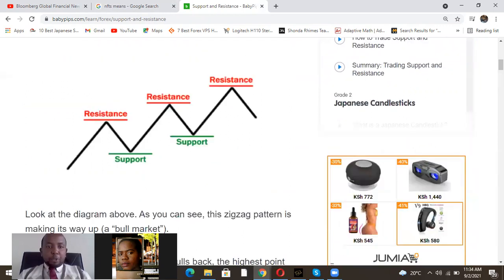So it looks like this. Market usually moves up, then retraces back down. This down point is usually called support and the upside is called resistance. Then it will go up again, then form down like a line like this. So this becomes our resistance, then this becomes our support, and so forth.